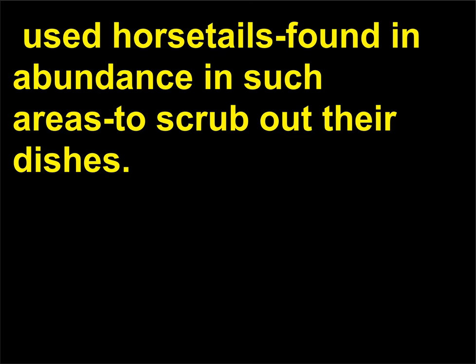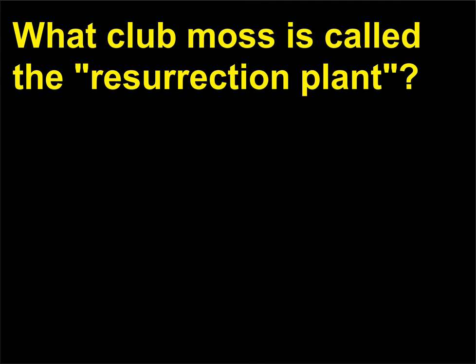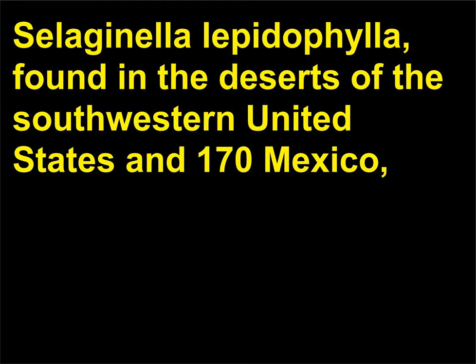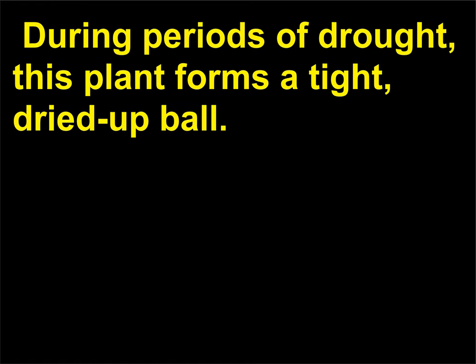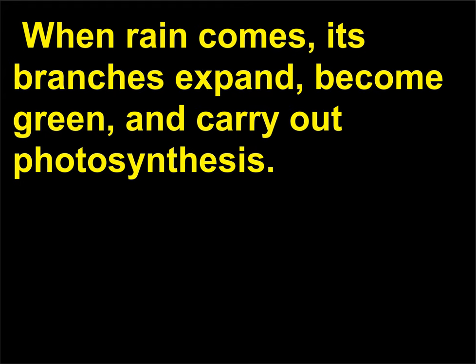What club moss is called the resurrection plant? Selaginella lepidophila, found in the deserts of the southwestern United States and Mexico, is called the resurrection plant because of its ability to defy severe drought conditions. During periods of drought, this plant forms a tight, dried-up ball. When rain comes, its branches expand, become green, and carry out photosynthesis.